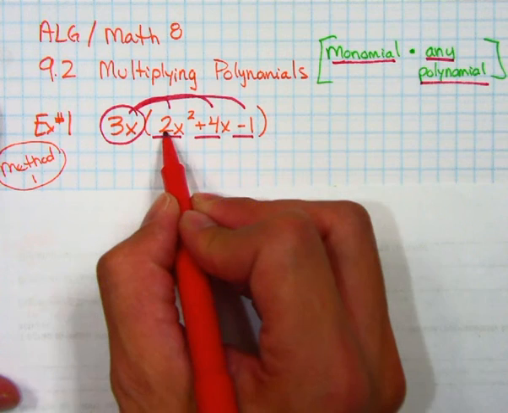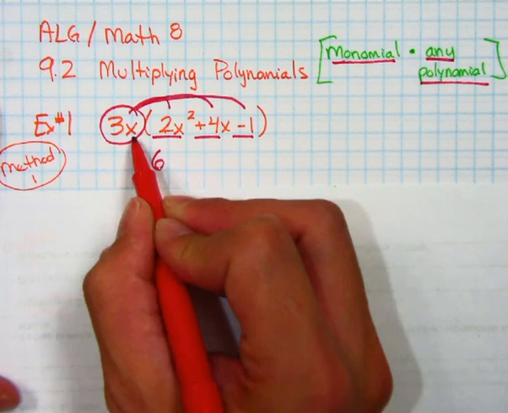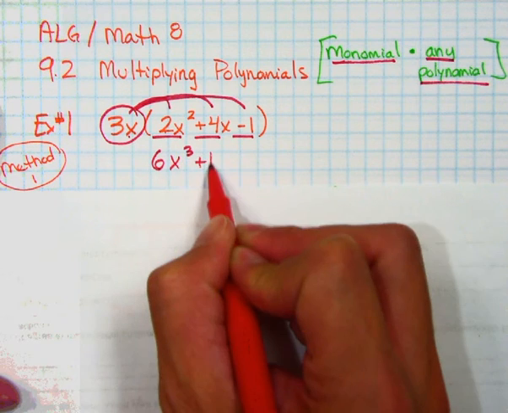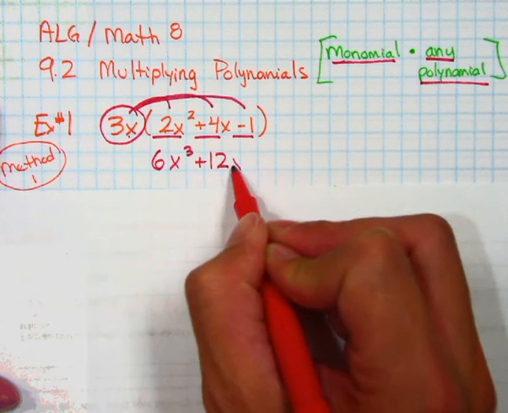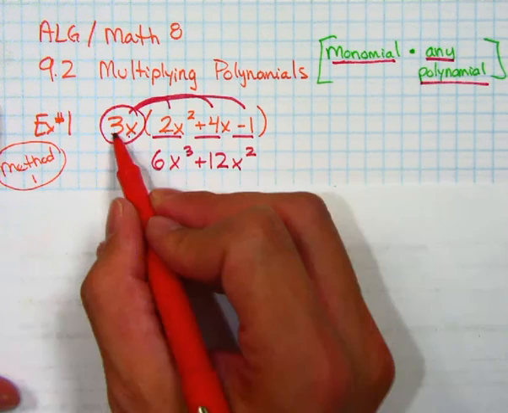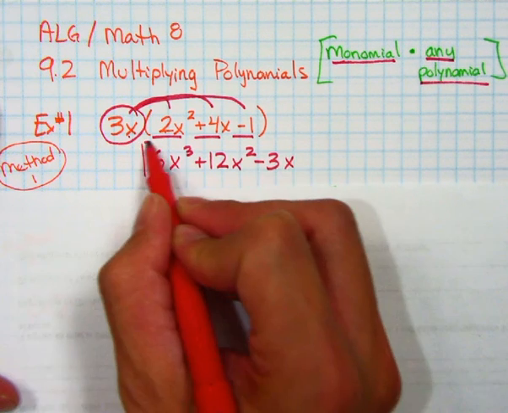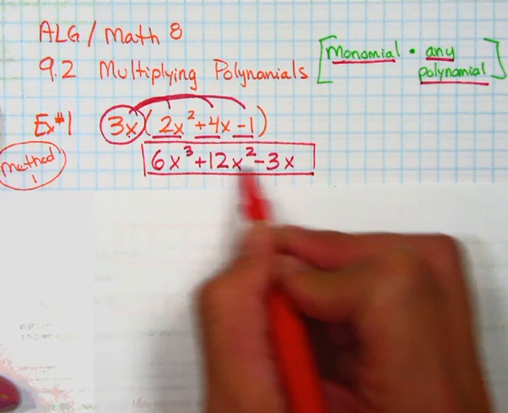So 3 times 2, well, that's 6. X times x squared is x cubed. 3 times 4, that's 12. X times x, x squared. And the last one, 3 times a negative 1 is negative 3. And then I have my x. And so that would be my answer. It's a trinomial with a degree of 3.